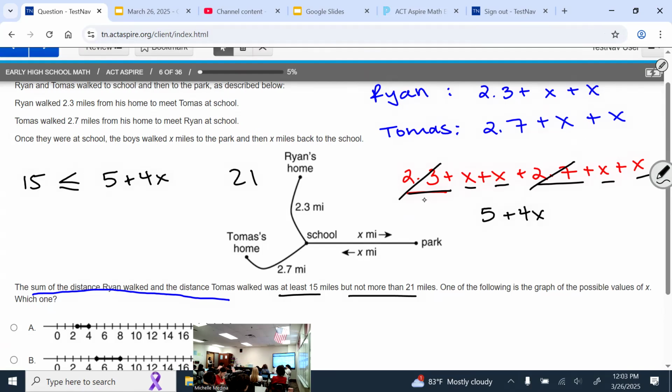For not more than 21, it's going to be this symbol, because if it can't be more than 21, whatever it is can be less than it. And it has to be equal to it as well, since these are all closed circles.